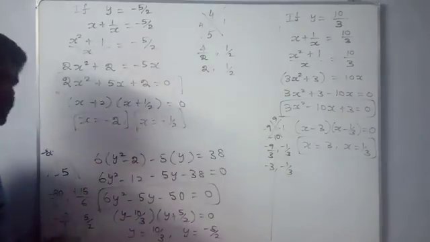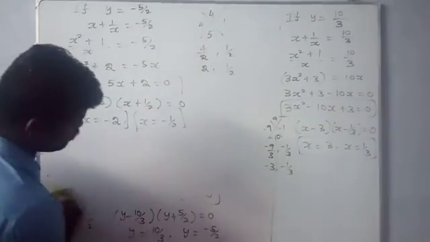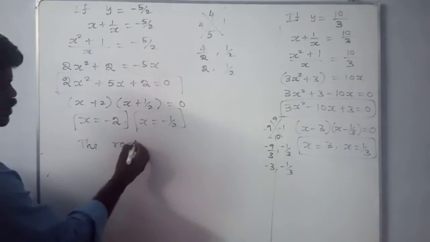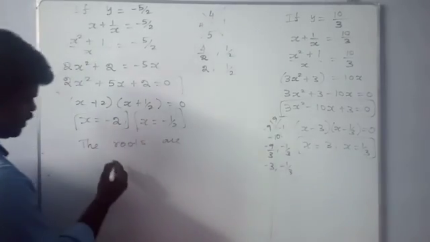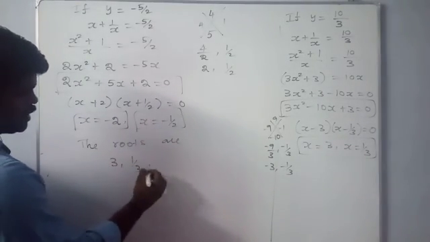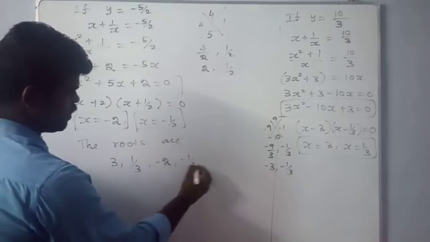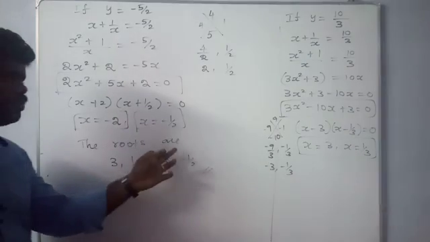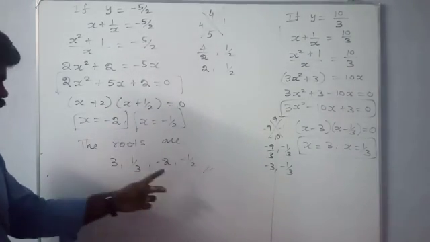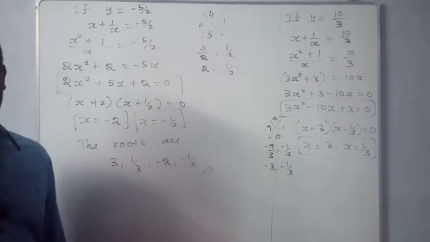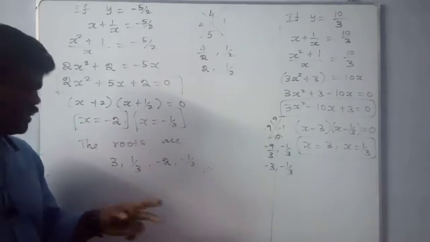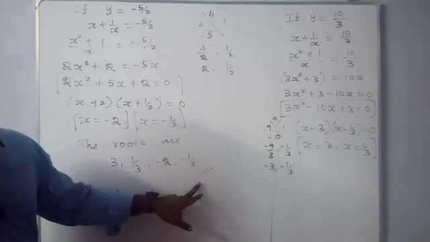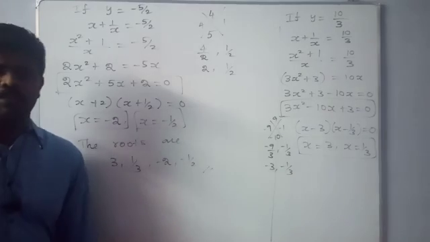Also two roots here. Therefore, this is a fourth degree polynomial, so the roots are 3 comma 1 by 3 comma minus 2 comma minus 1 by 2. These are the roots of the equation. In our plus 2 book, there is one mistake. The answer is given as plus 2 and plus 1 by 2, which is the wrong answer. This is the correct answer: 3, 1 by 3, minus 2, minus 1 by 2 is the correct answer. Okay, right. Refer to the sum. Thank you.